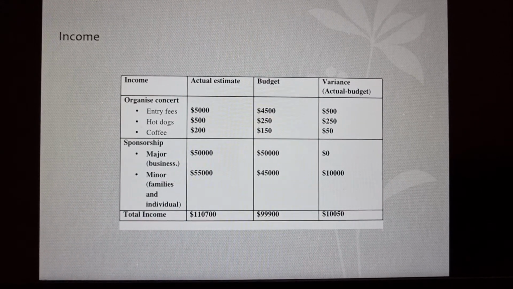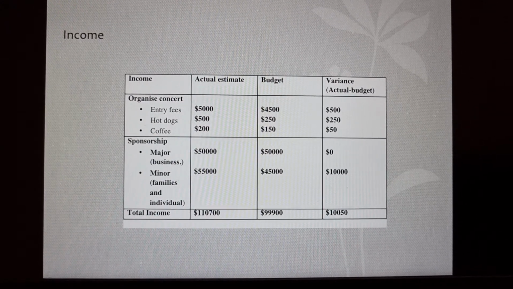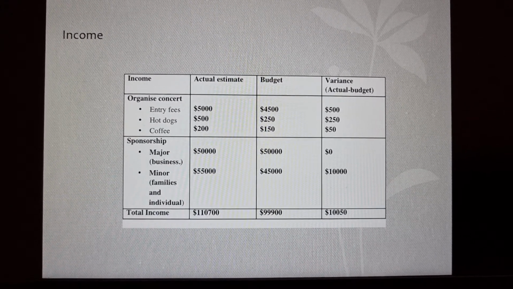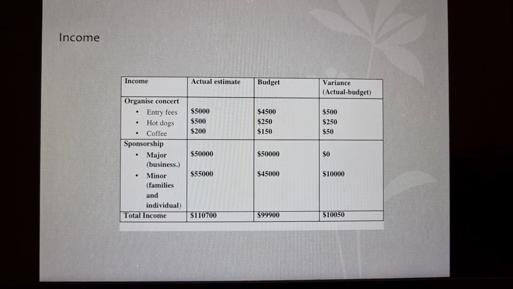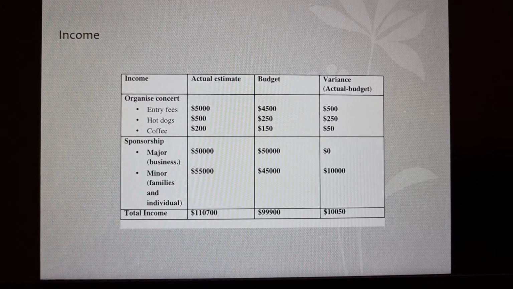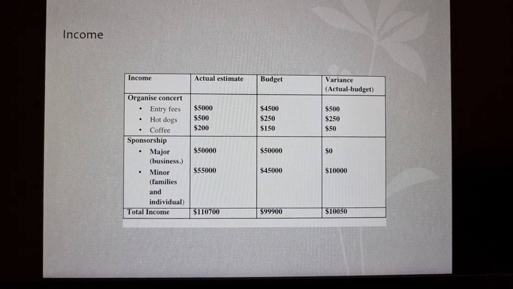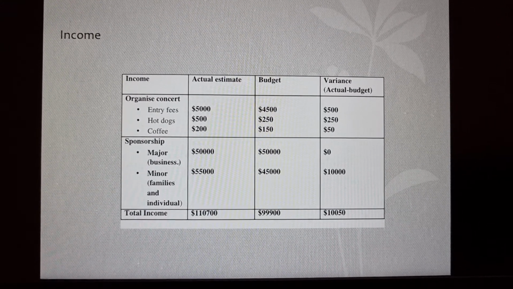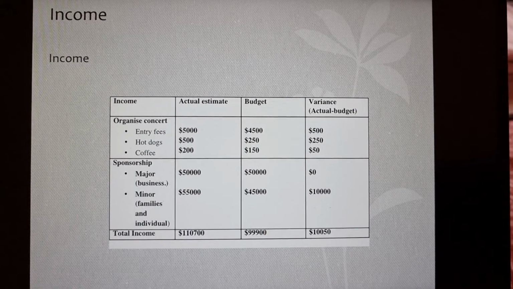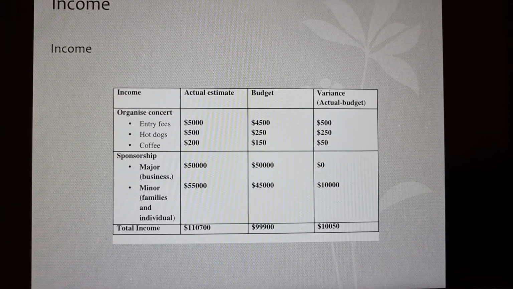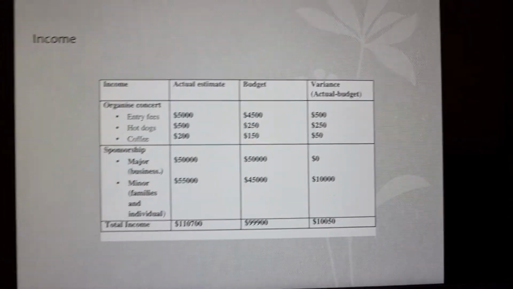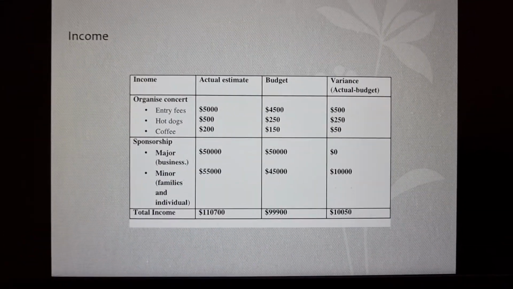The last one is minor families and individuals providing sponsorship as well as helping us with the charity. As you see here, we planned on receiving an income of 99,900 while the actual income was 110,700. So there was a variance of $10,050, and we got more than we expected in terms of income.